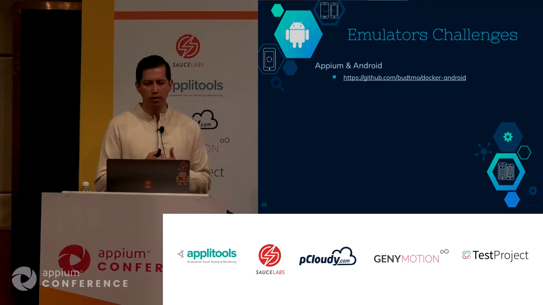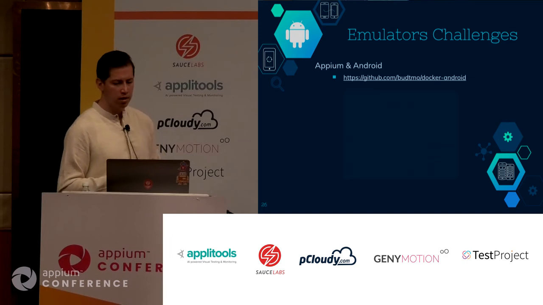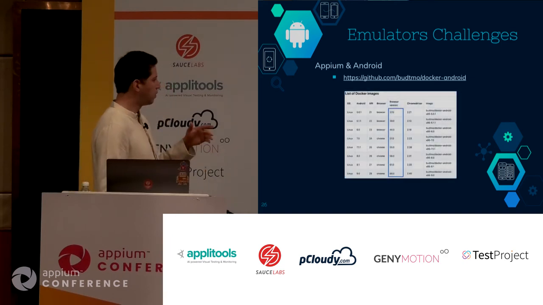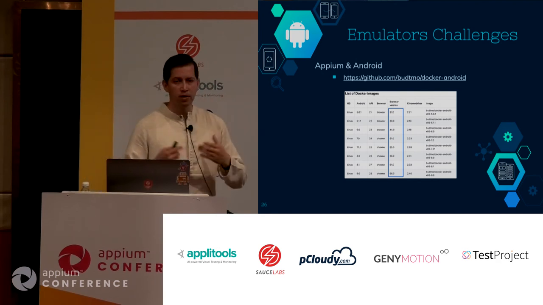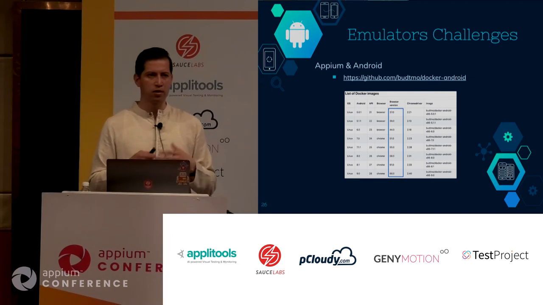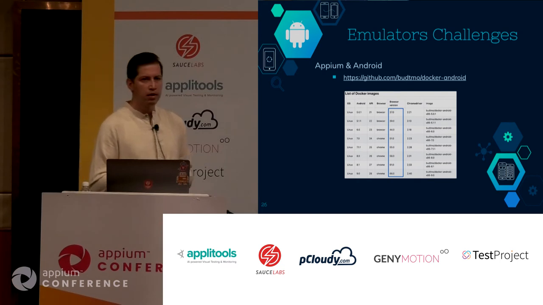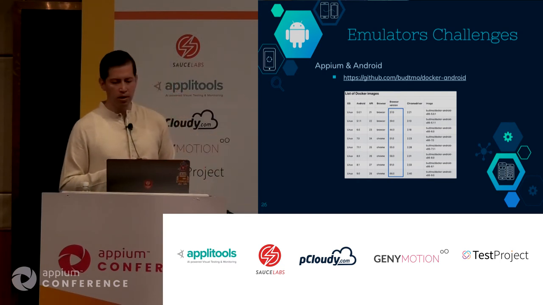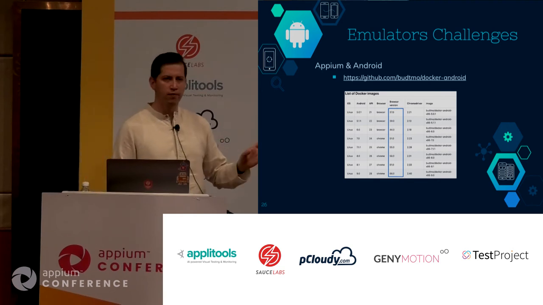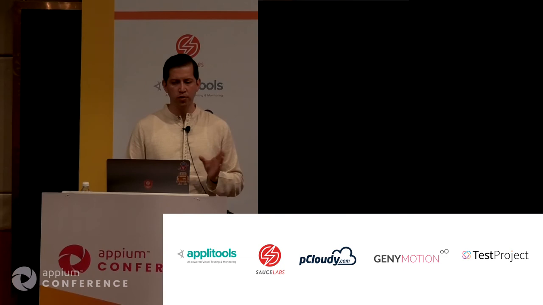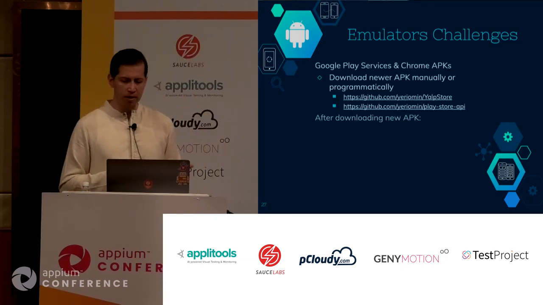There is also a way that we can overcome some of these challenges. Thanks to this project, there are already, well, you cannot see it properly perhaps, pre-made Android emulators in containers from Android 5.0 up to 9. And what Woody does in the repository is he just mentions, please be aware that the Chrome version there is quite old. So what should we do if we want to upgrade Google Play services or the Chrome APK?